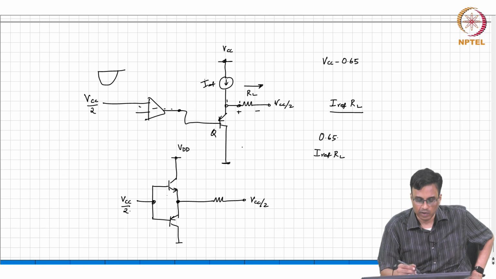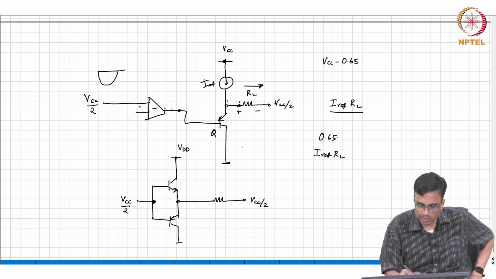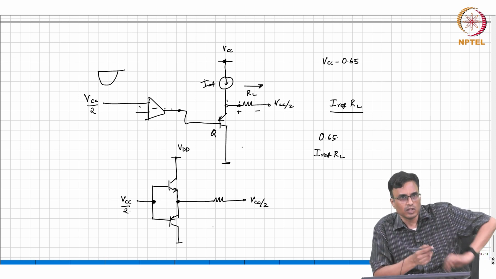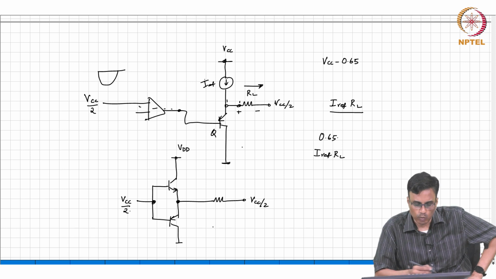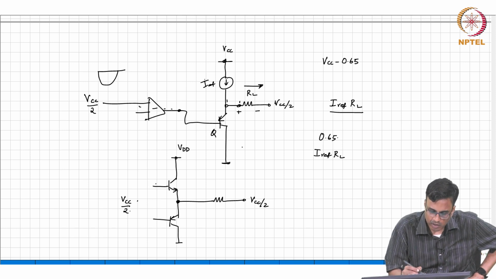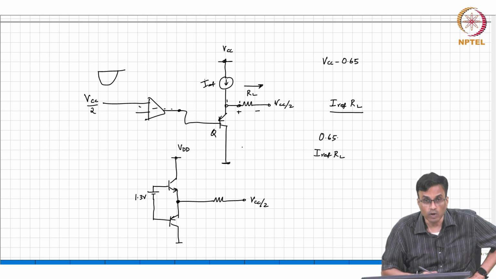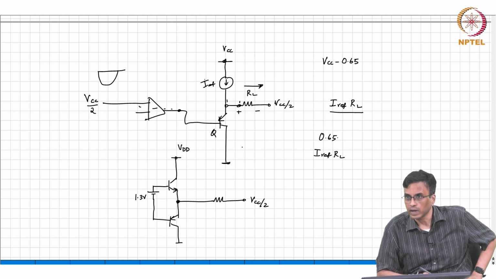No current flows, because basically if this is VCC by 2 and this is VCC by 2, both the transistors are off, because the VB is 0, correct. So, what should be done is, there are many ways of doing this. One way is to put a battery of exactly 1.3 volts, okay.